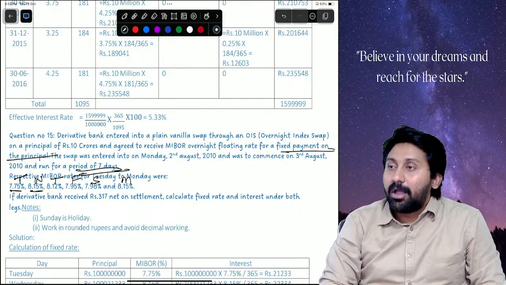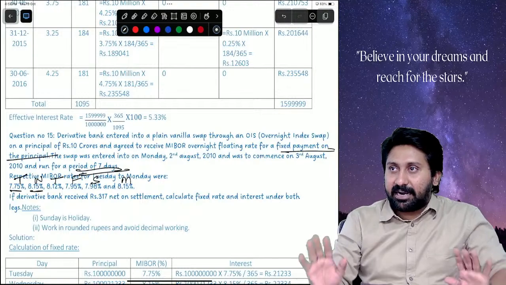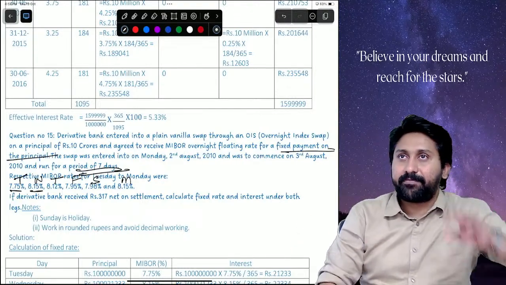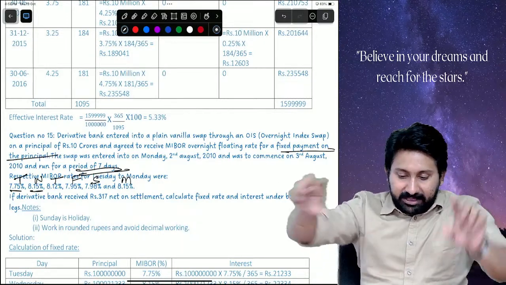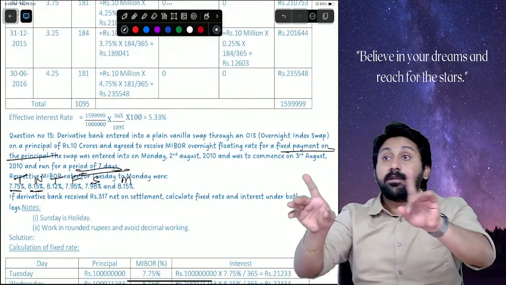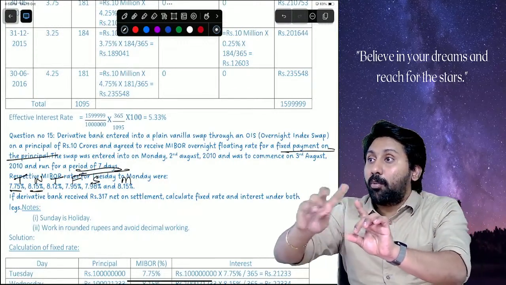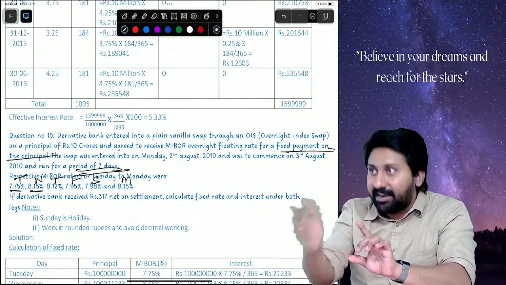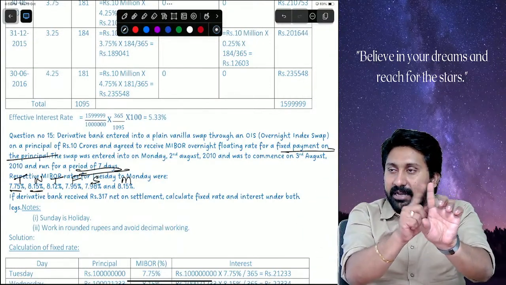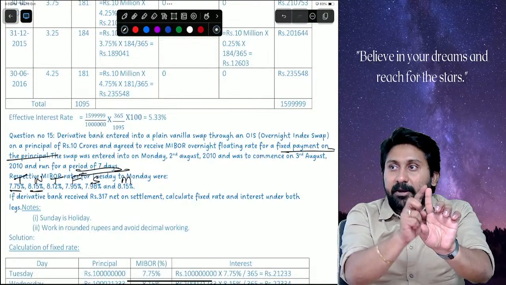Listening or not? How will overnight index swaps work? Let us first understand how overnight index swaps work, I will explain. One principal amount will be there. See the question. What is the principal? 10 crore. This is not a normal swap. This is the overnight index swap. The behavior will be different. On the 10 crores, I will apply the floating rate interest.